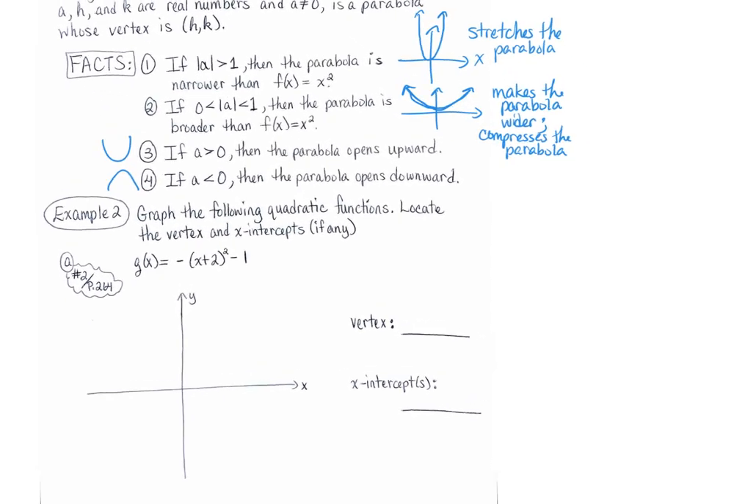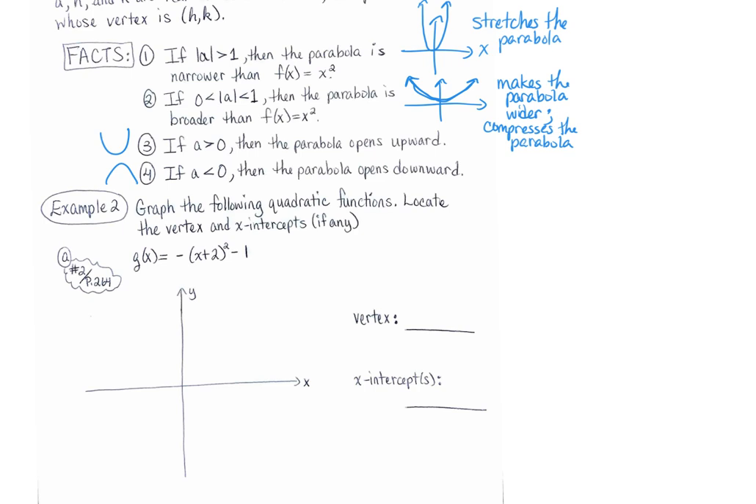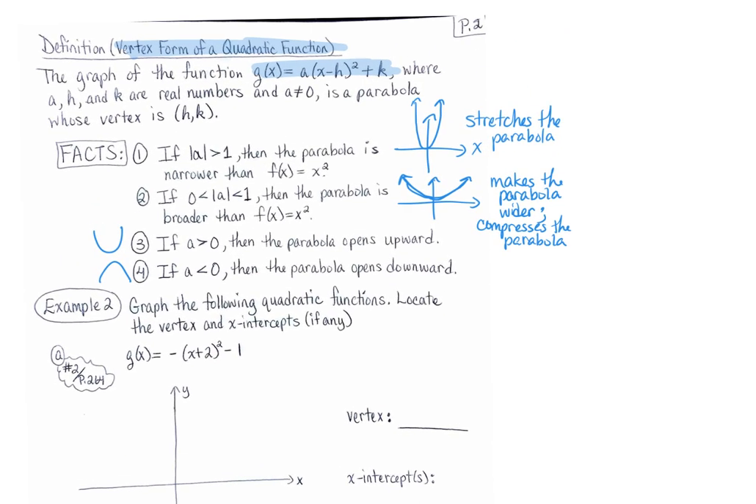So, example 2. Graph the following quadratic functions. Locate the vertex and x-intercepts, if any. Here we have g of x equals negative 1, that's a negative 1 on the outside. If you need to write 1 there, feel free to do so, but you have to understand that this is a negative 1. g of x equals negative 1 times the quantity x plus 2 squared minus 1. What's your vertex? Negative 2, negative 1. Very good.